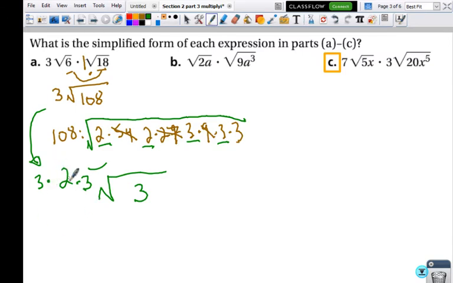So, let's see, 3 times 2 is 6. Times 3 is 18. James, what's 10? I have 18 square root 3 for my final answer.